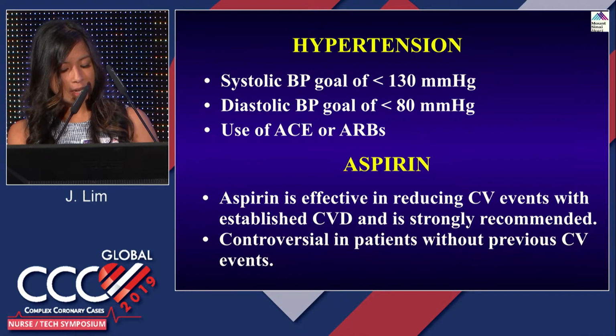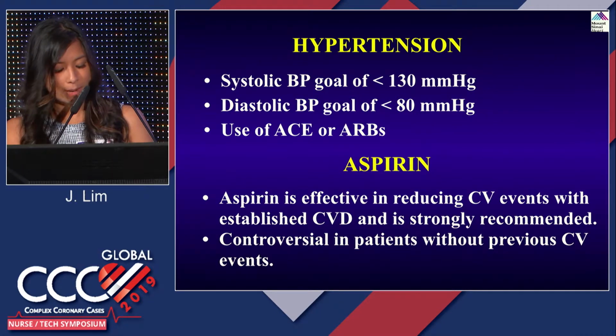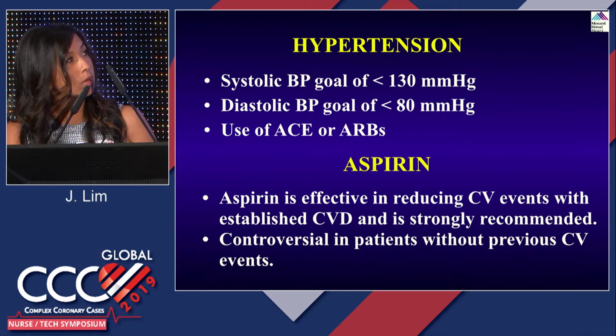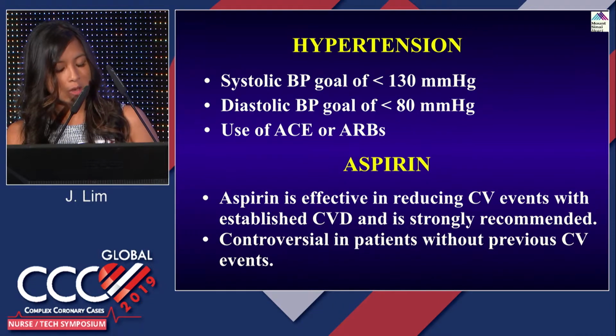Hypertension affects approximately 80% of patients with diabetes, and for every 10 millimeter reduction in the systolic blood pressure, that leads to a 12% decrease in fatal and non-fatal MIs. The goal you could see is less than 130 over 80, and we also see the use of an ACE inhibitor or an ARB since it has been shown to have cardiorenal benefits.